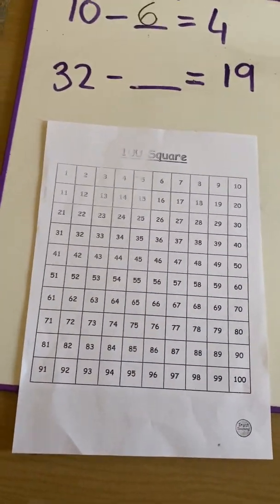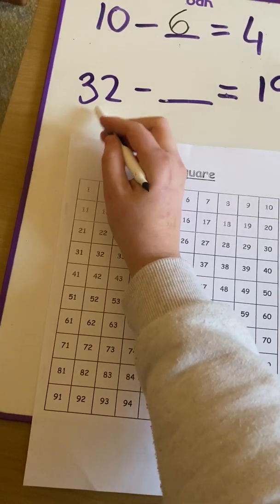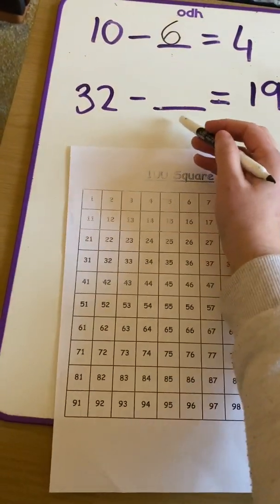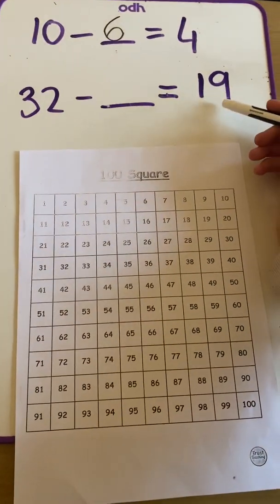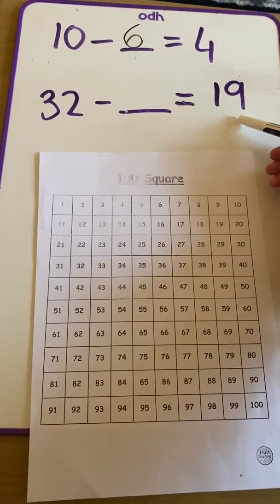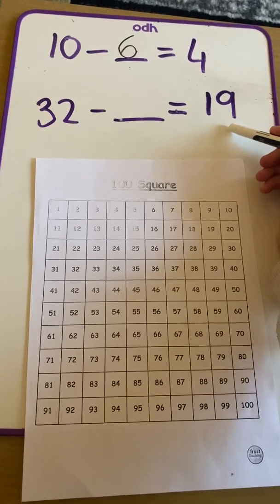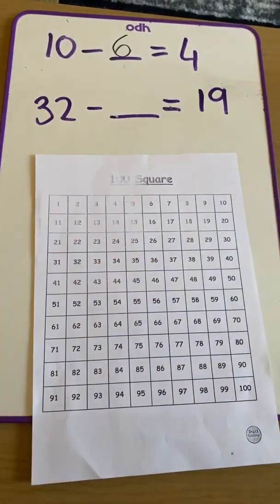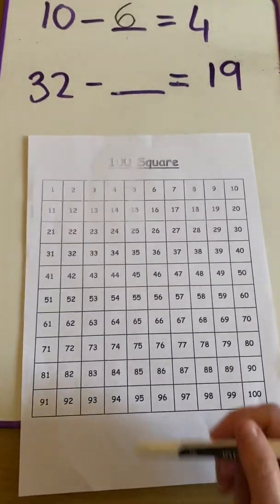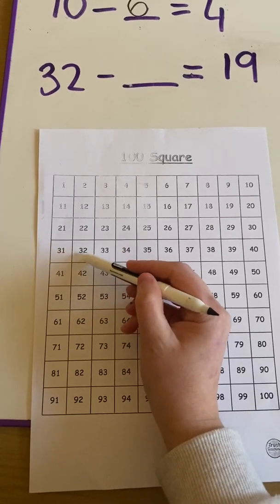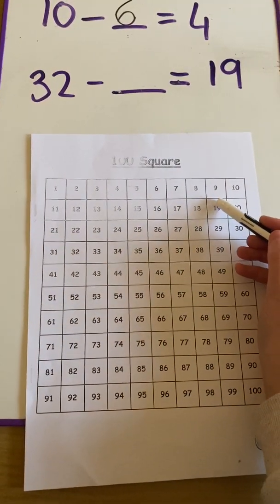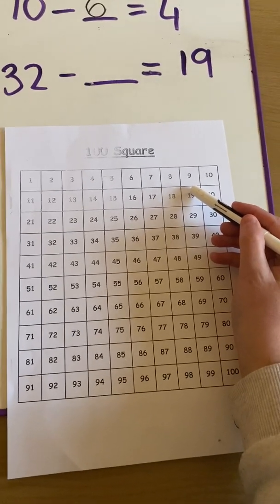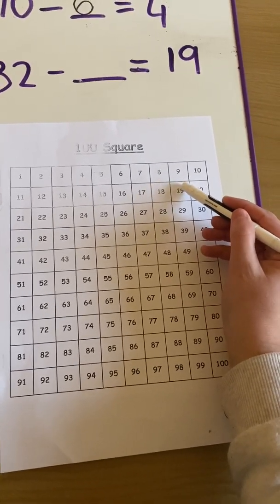So, 32 is my bigger number, my minuend, and I'm trying to find my subtrahend, which is missing. And I'm going to end up on the number 19. My difference is 19. The difference between these two numbers will be 19. So, let me look at my number square. 32 is here, and 19 is all the way over here. So I'm now going to have to count backwards until I get to 19.